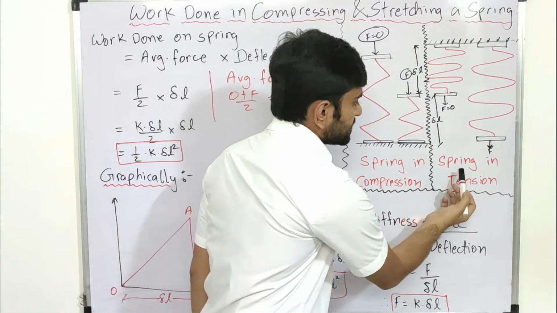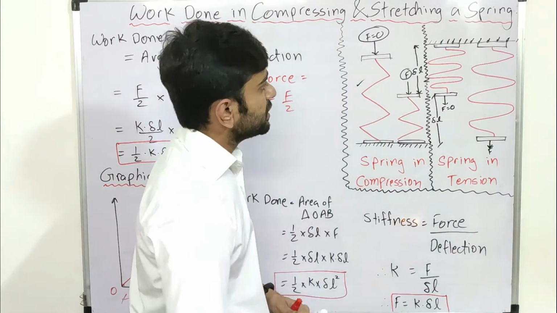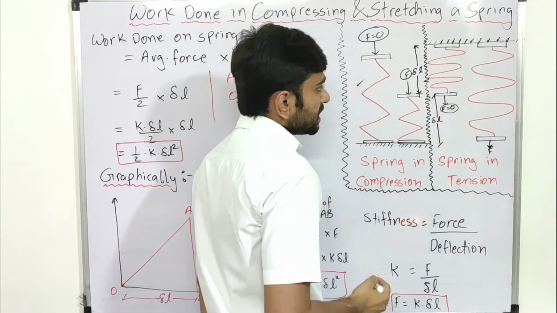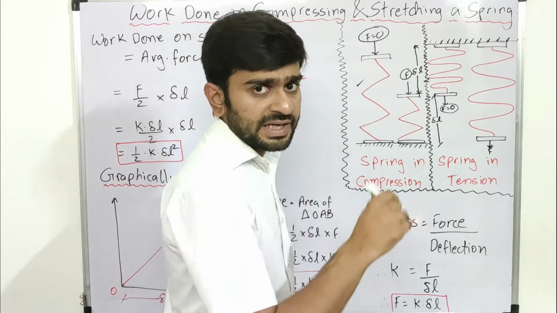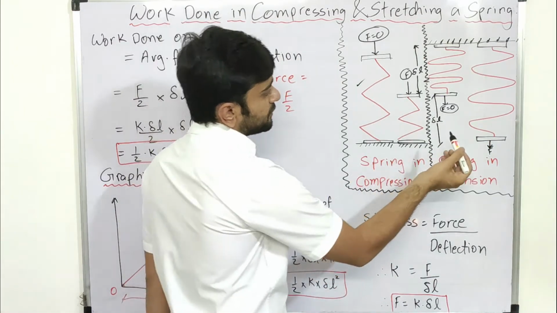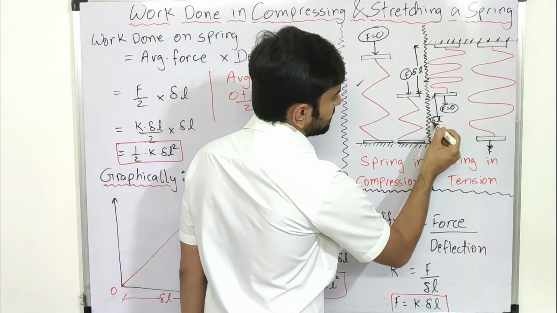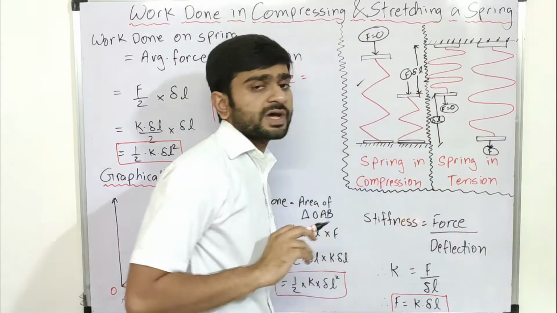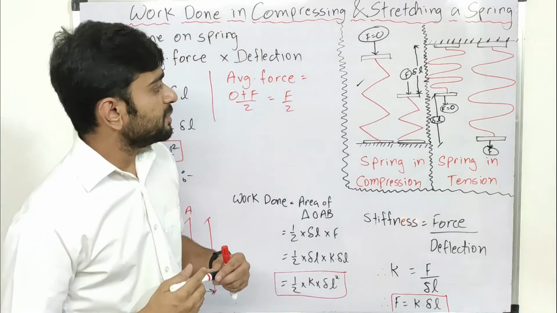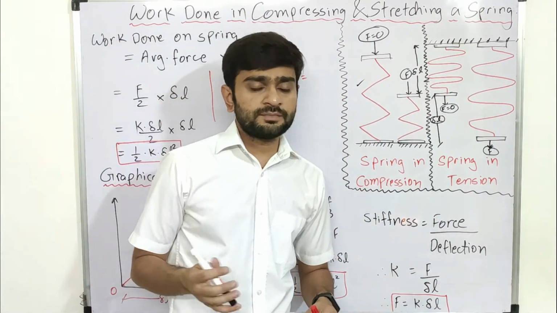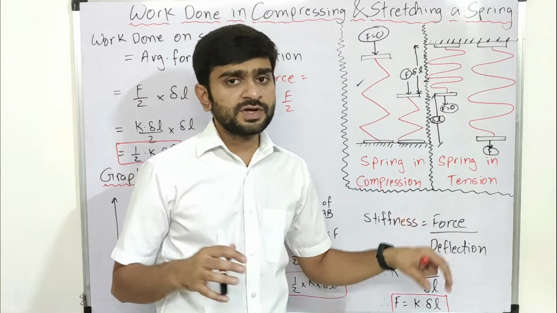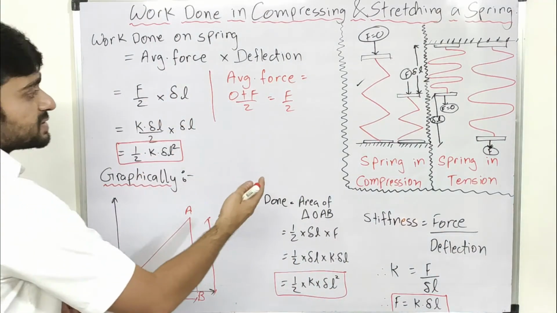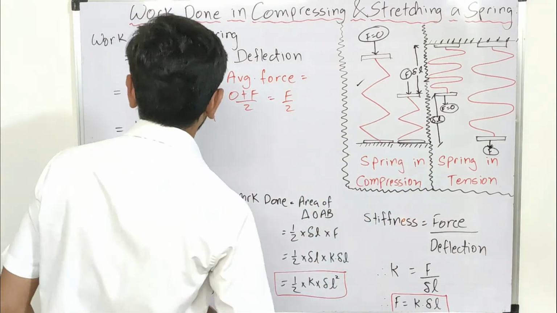Similarly, this spring is in tension. So here initially zero force is applied, but when we apply this tensile force in downward direction, it will make some change in the length this time also. And here the force applied is suppose F. So depending on this figure we are going to calculate how much work actually is done in order to compress or stretch the spring.